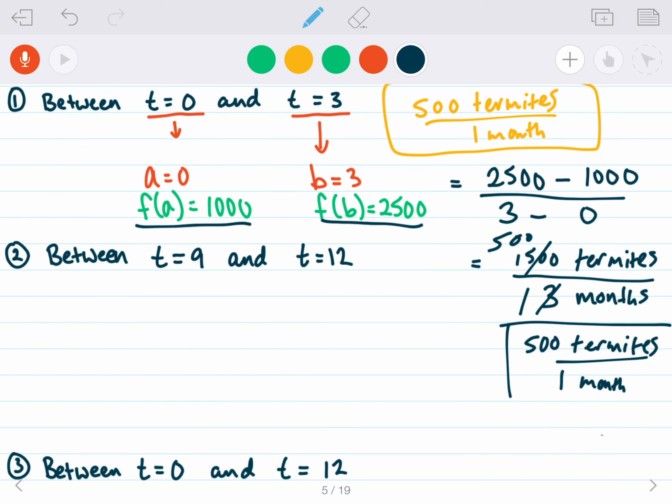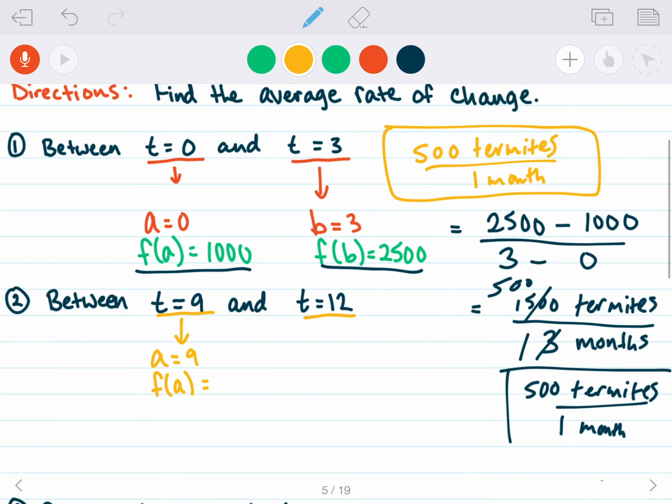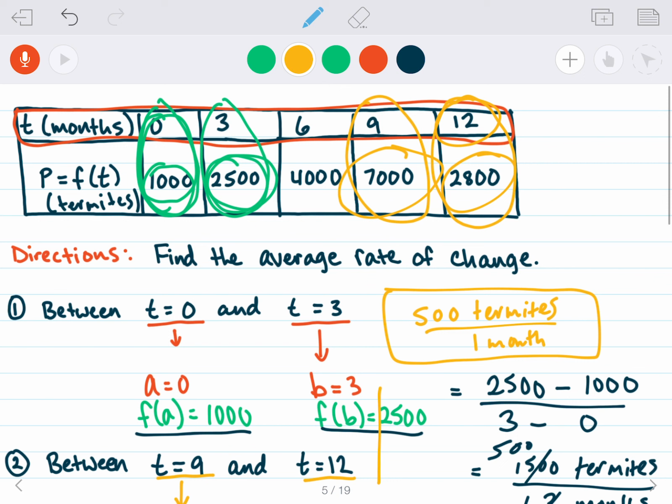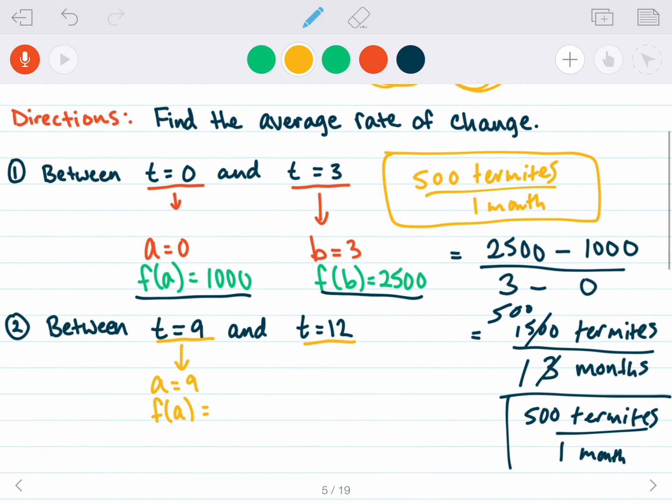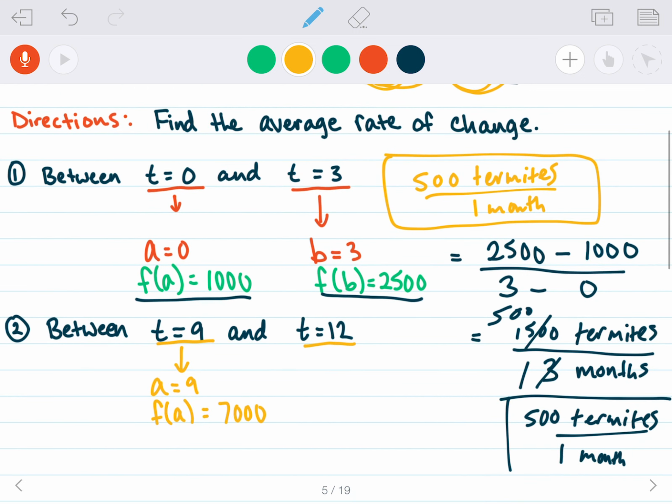So let's look at the next unit of time. So now we want to find the average rate of change between time equals 9 months and time equals 12 months. So again, we're just going to label A and B like we did in number 1, and f of A and f of B. Alright, so our beginning time is t equals 9, so A is going to equal 9. And the corresponding output, f of A, well, if we look at our table, and I already circled this because I had to edit the video just a second ago. But anyway, when A is 9, our corresponding output is 7,000 termites. So f of A is going to be 7,000.